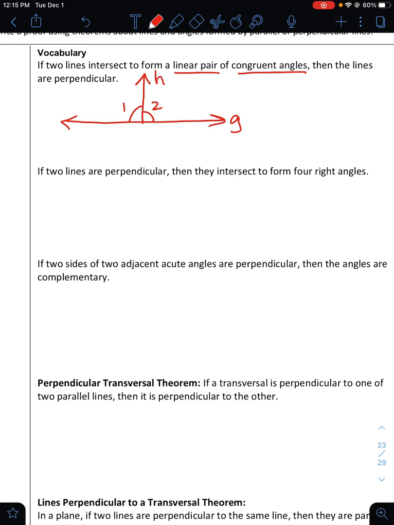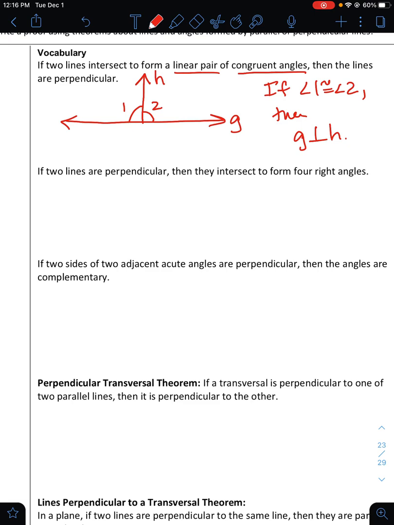But if I am presented with some kind of diagram that just shows two adjacent angles along a line, and they're congruent, then the next step will be perpendicular lines. So let's add over here, if angle 1 is congruent to angle 2, then G is perpendicular to H. I potentially could have this show up in a proof if I'm trying to prove I have a set of perpendicular lines.